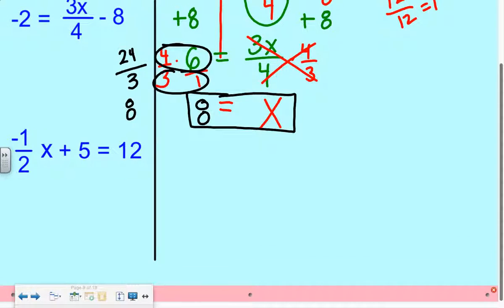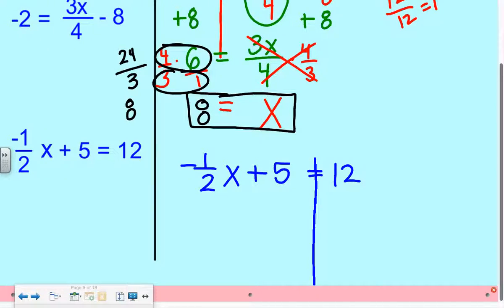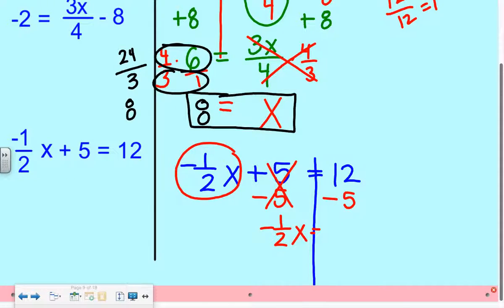Then I've got negative 1/2 x plus 5 equals 12. So I'll circle the negative 1/2 and the x, get rid of the plus 5 by subtracting. 12 minus 5 is 7. Times by the reciprocal, so negative 2 over 1, or just negative 2. x equals 7 times negative 2, which is negative 14.